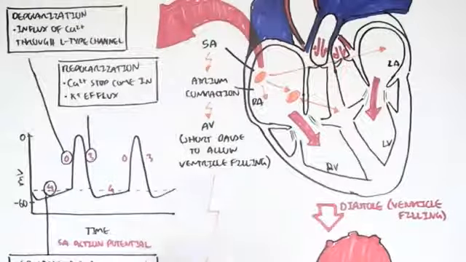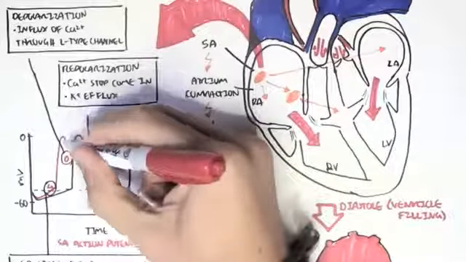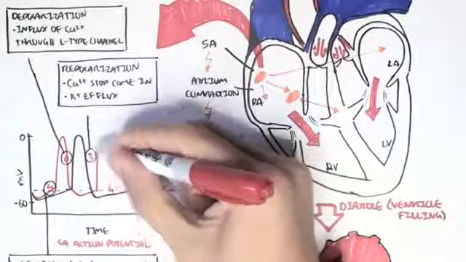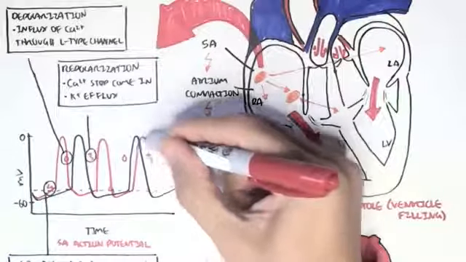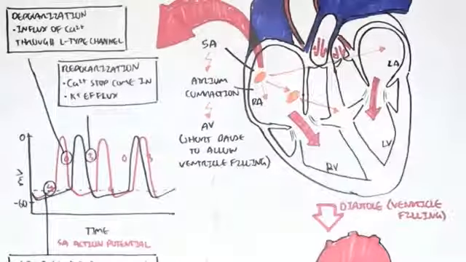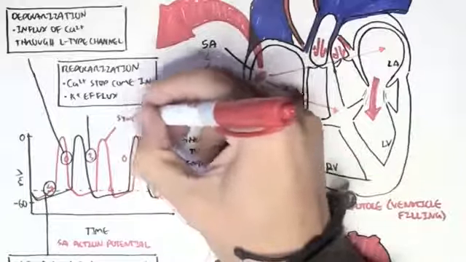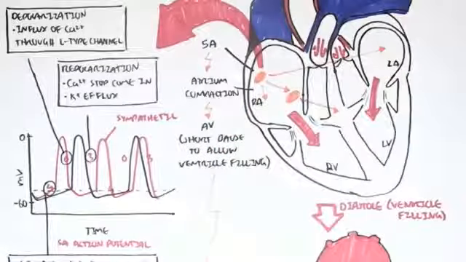For example, an increased rate of firing of sympathetic nerve fibers will cause the rate of spontaneous depolarization of the sinoatrial node to reach the threshold more quickly, causing an increase in heart rate. So sympathetic activity will cause an increase in heart rate, and we see this during exercise, for example.